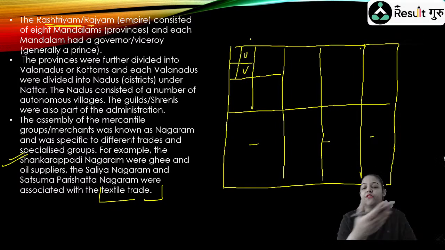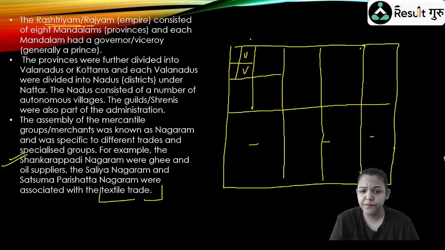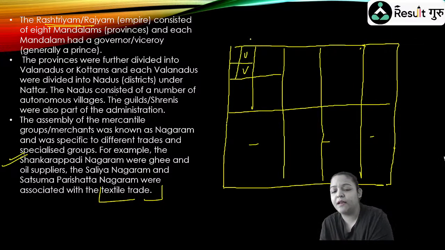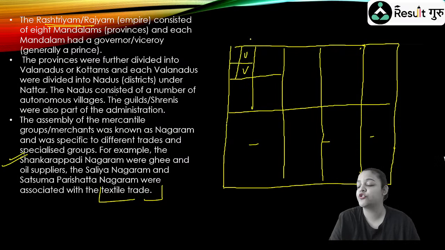They've given you a few examples to show how each guild or Shreni was responsible for a specific task or for a specific kind of trading activity. For example, we have the Shankrapaddi Nagaram, they were ghee and oil suppliers. We have the Salya Nagaram and the Sastuma Parishata Nagaram, they were associated with textile trade.